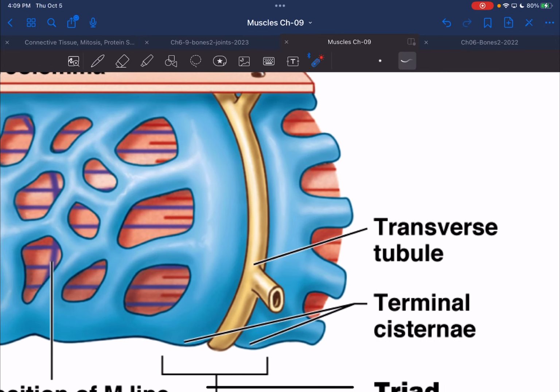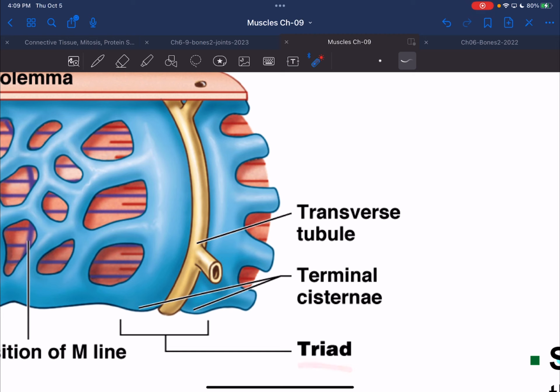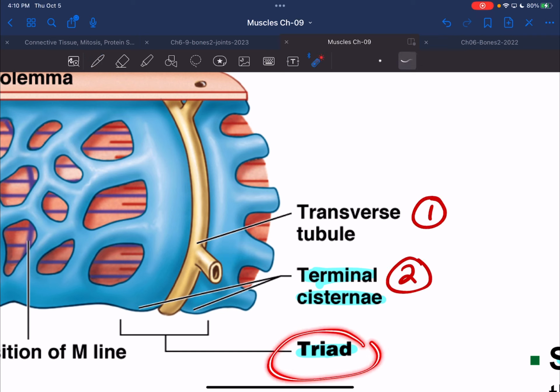These three structures, you'll notice they make a 3. This is called a triad because of that. And this triad is made out of two pieces of sarcoplasmic reticulum called terminal cisternae. You have 2 of these and 1 of these in the middle. And that's why it's called the triad, to make 3.